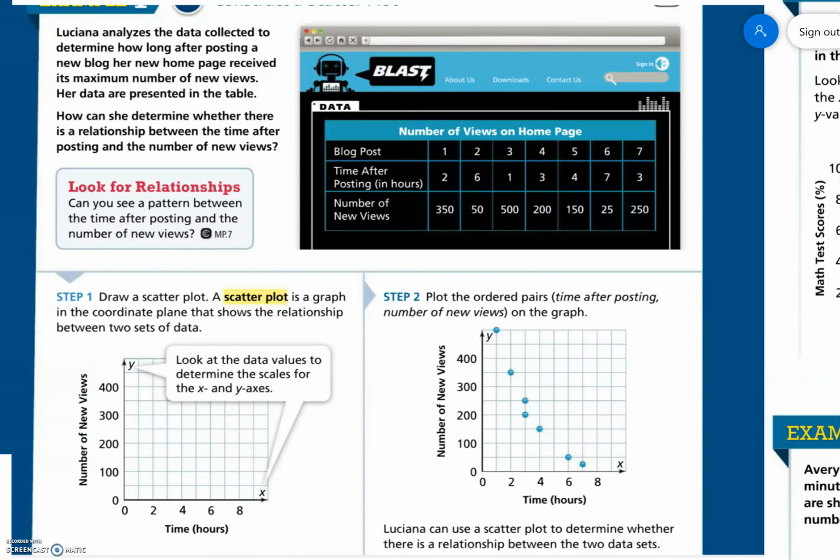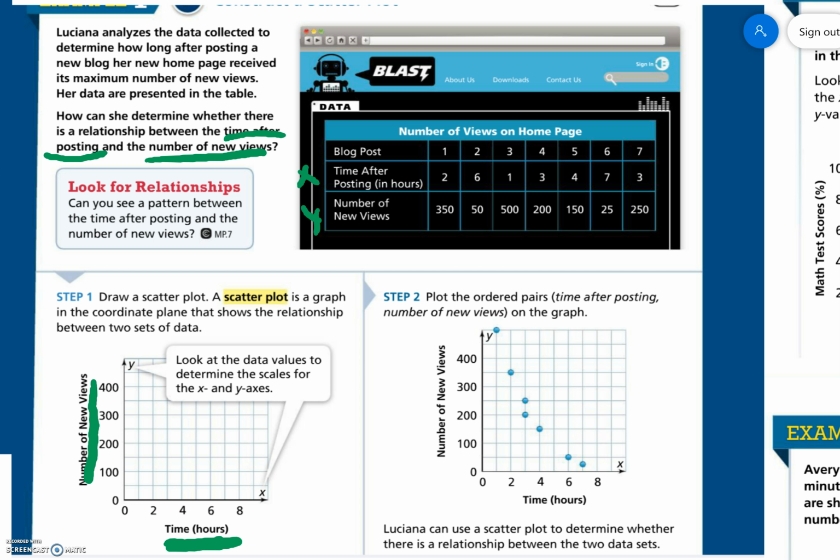Example 1, Luciana analyzes the data collected to determine how long after posting a new blog her new homepage received its maximum number of new views. Her data are presented in the table. How can she determine whether there was a relationship between the time after posting and the number of views? So she's looking at time after posting and number of views. You can see down here her x-axis is time and her number of views is y. So she's looking at this x and y data.